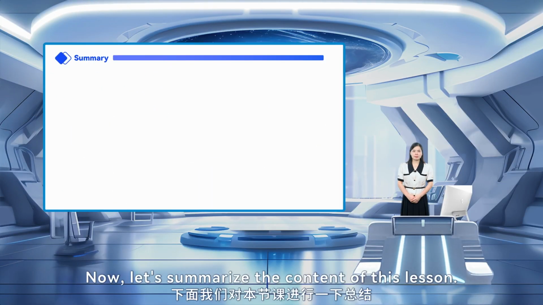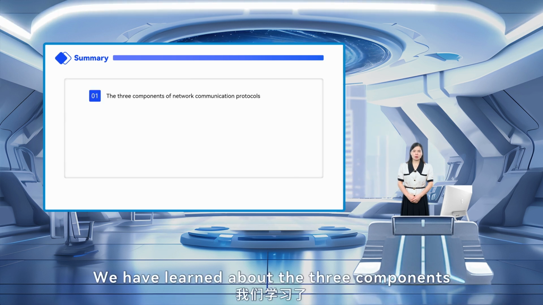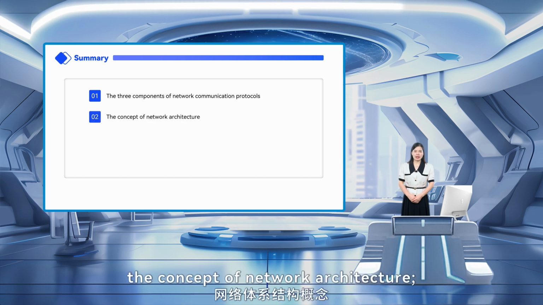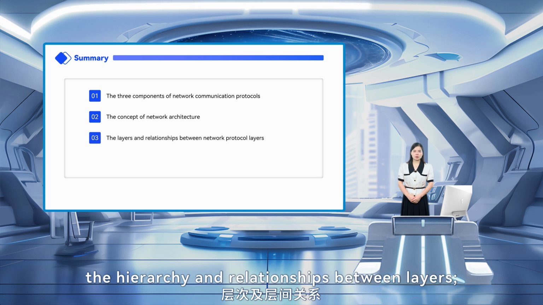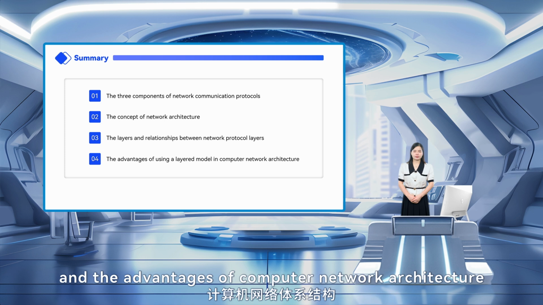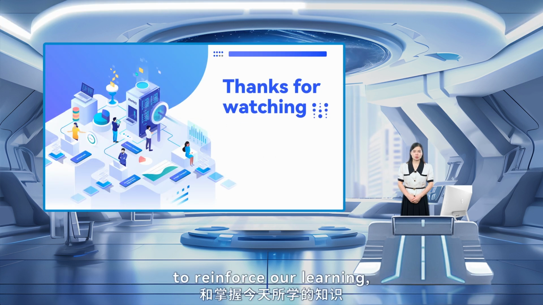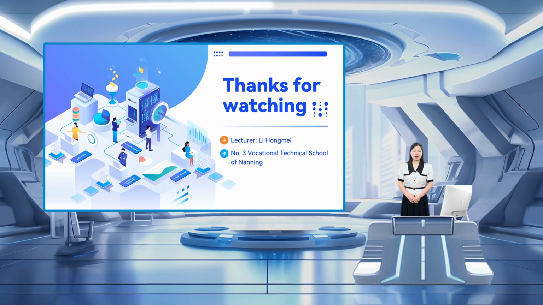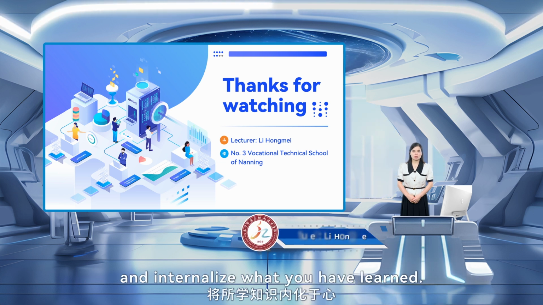Now, let's summarize the content of this lesson. We have learned about the three components of network communication protocols, the concept of network architecture, the hierarchy and relationships between layers, and the advantages of computer network architecture using a layered model. Finally, to reinforce our learning, I've prepared some exercises for you. I hope each of you will diligently complete them and internalize what you have learned.